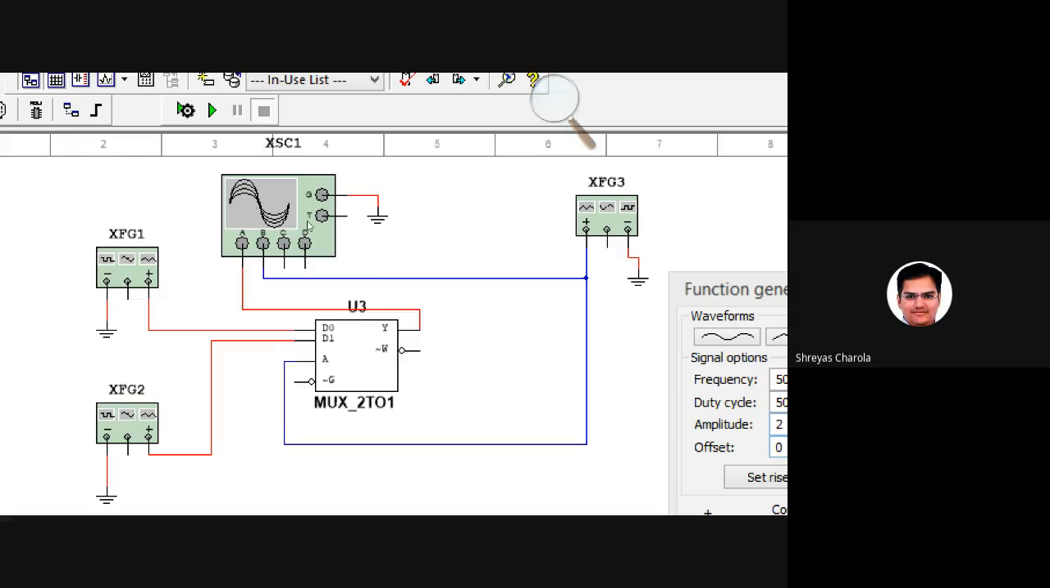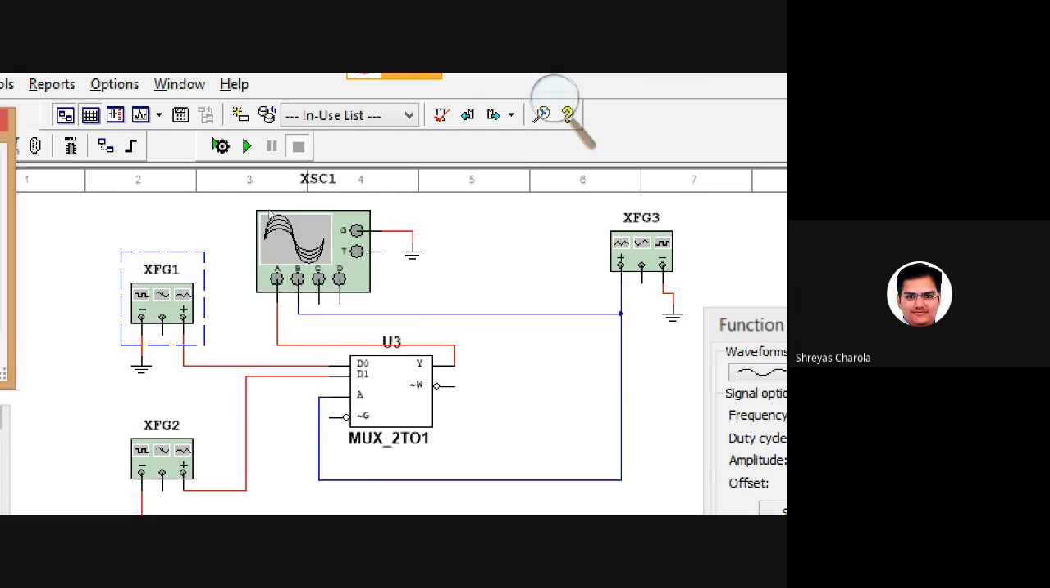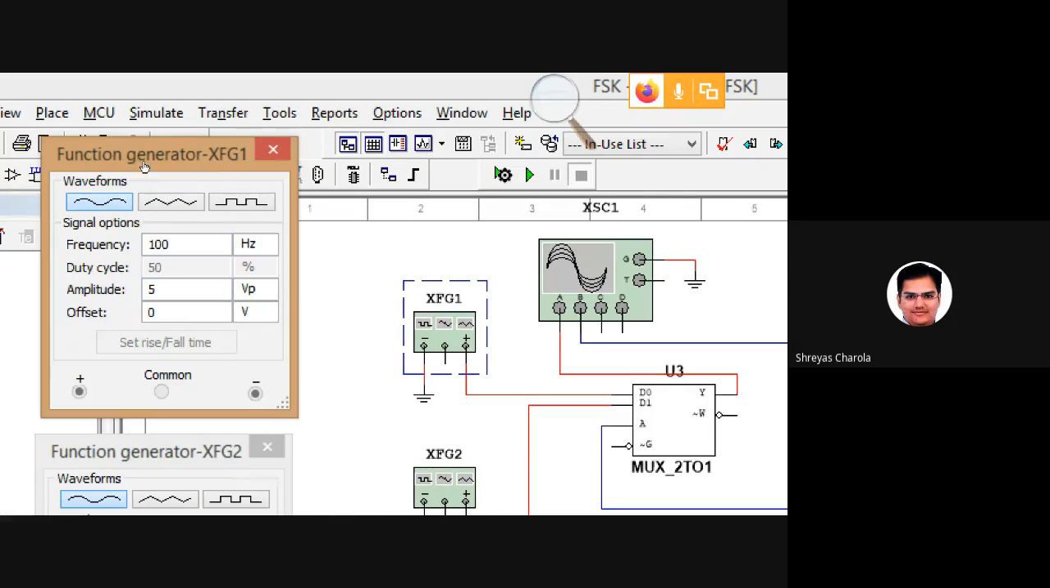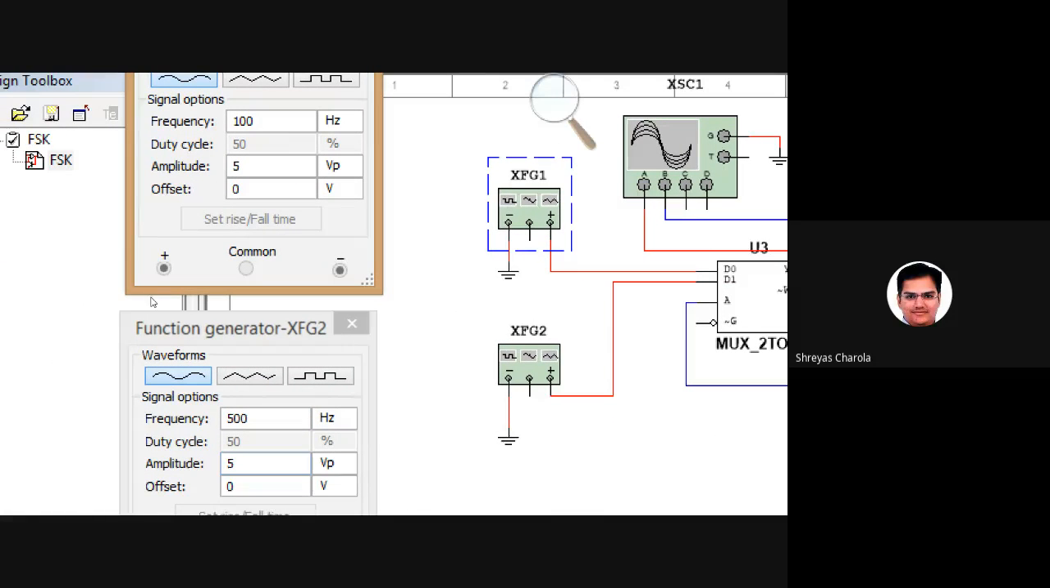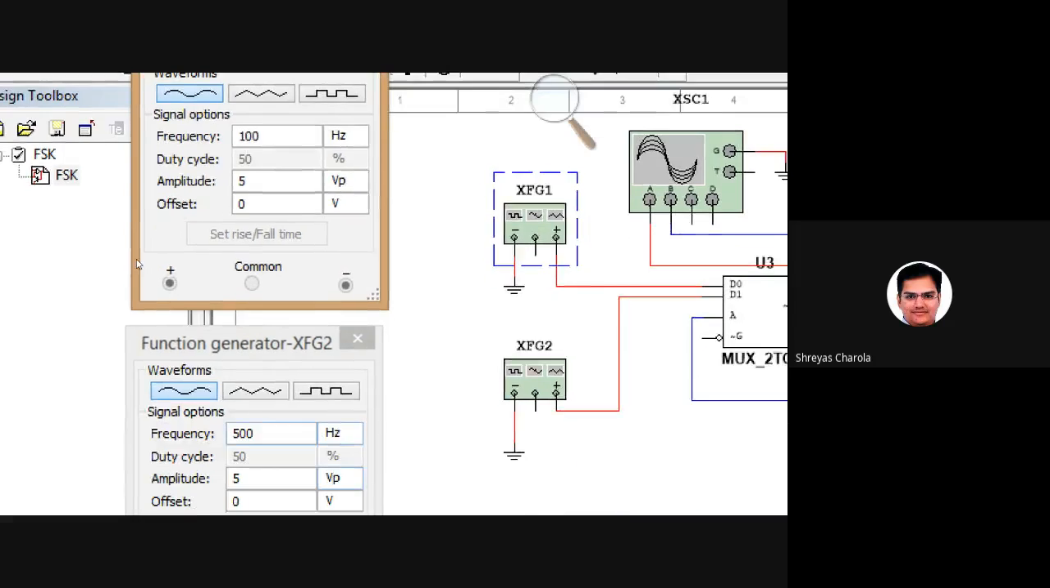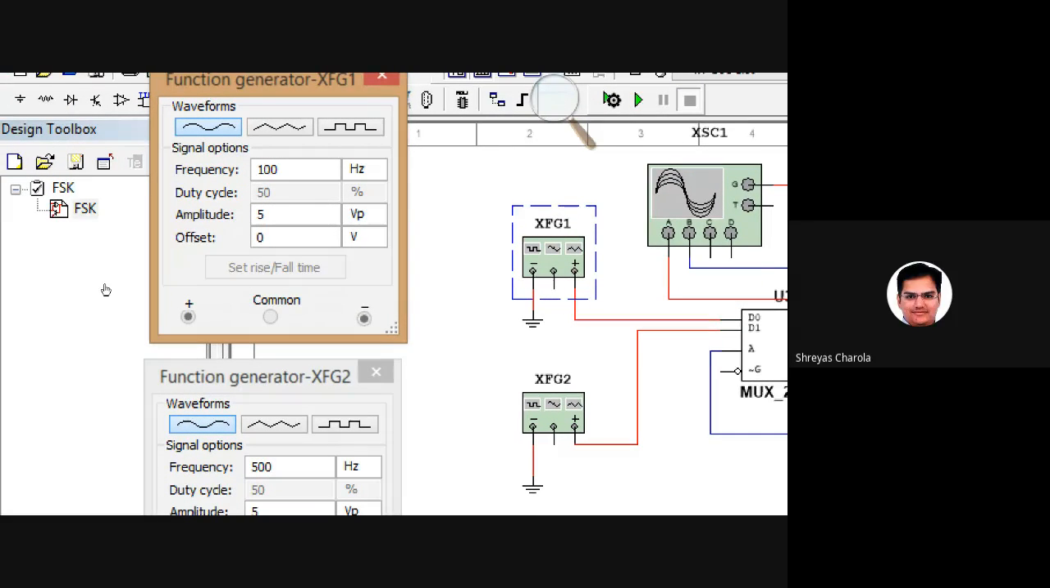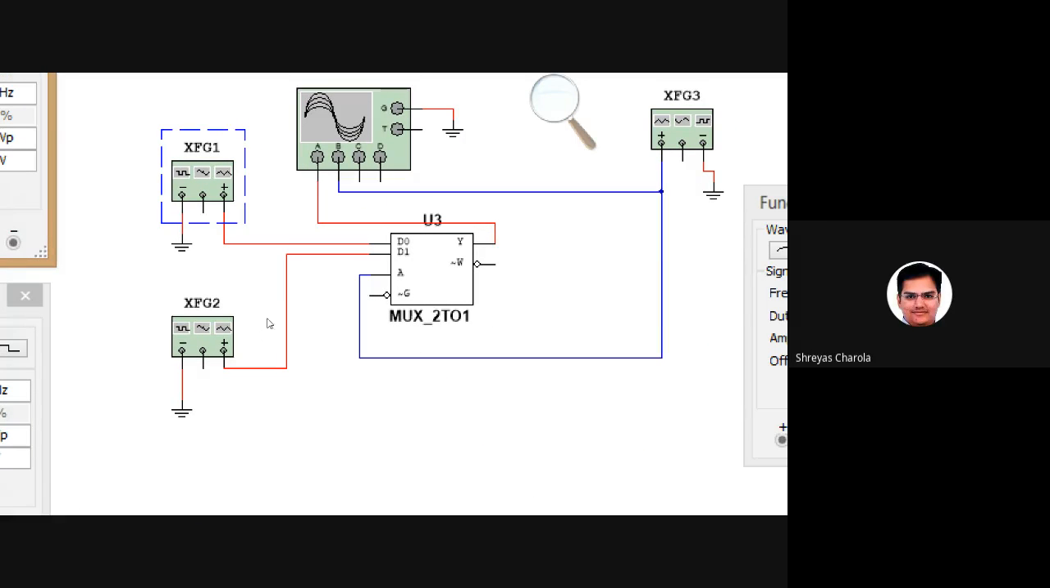On one of the inputs of the multiplexer, I had given a frequency of 100 Hertz. On another function generator I had applied 500 Hertz. Why? What is the reason? Both are sine waves. Why the sine wave at two different function generators, and why the multiplexer?